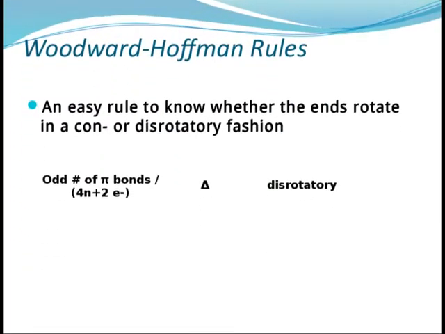There are easy rules to know whether the ends rotate in a con or disrotatory fashion. If there are an odd number of pi bonds and it is done thermally, it will be disrotatory. Now this statement is true all the time, and since each of the options or components has only 2 possibilities, you can negate any 2 and it still remains true. So if you have an odd number of pi bonds and you do it photochemically, the ends will be conrotatory.